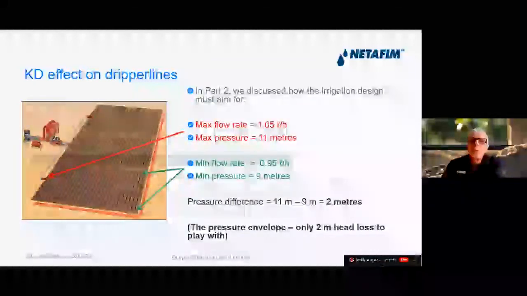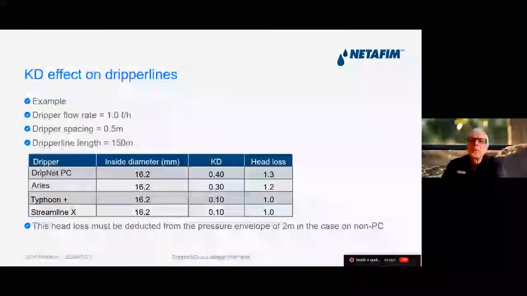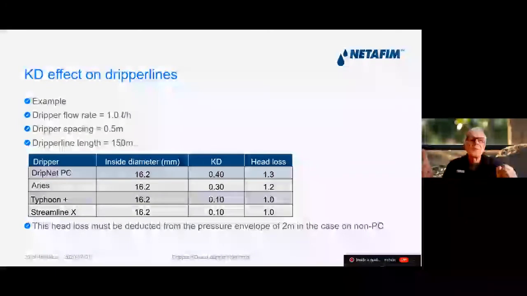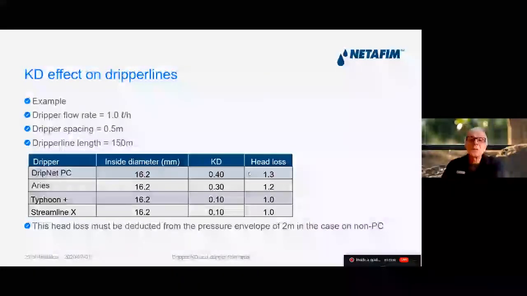Now let's have a look at what the effect of the KD of the dripper lines that we use in a specific block like this. If we take a dripper flow rate of 1 litre an hour, the spacing between the drippers at 0.5 meter, and the dripper line length at 150 meters, and we apply those 3 parameters to all of these 4 dripper lines below, we will see that with DripNet PC, with a KD of 0.4, our head loss will be 1.3 meters.